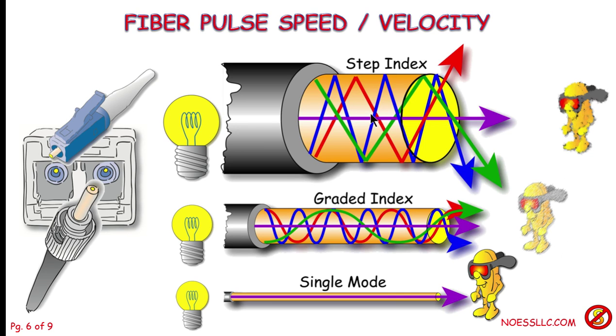The speed of the photons is the same, but some of them bounce further, so they take longer to get here. So it spreads out. It's called pulse spreading. So how do we get around that?